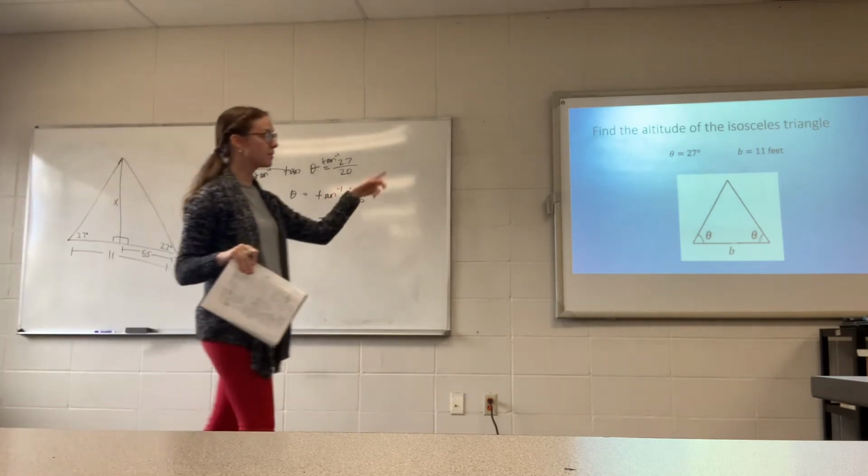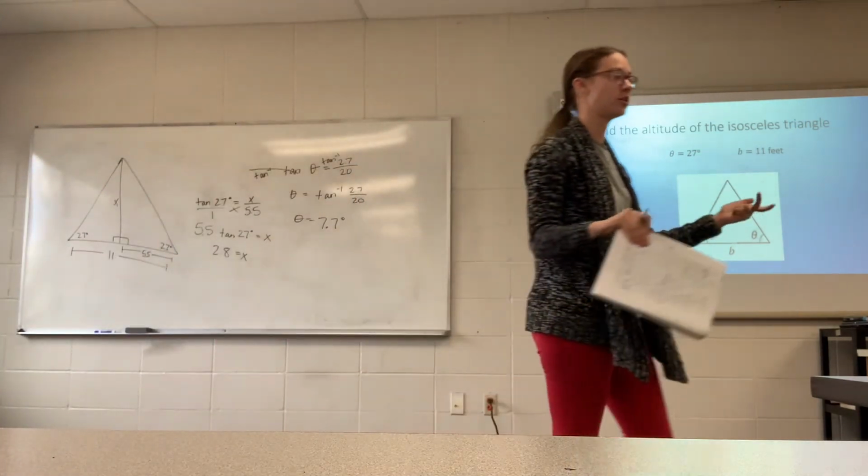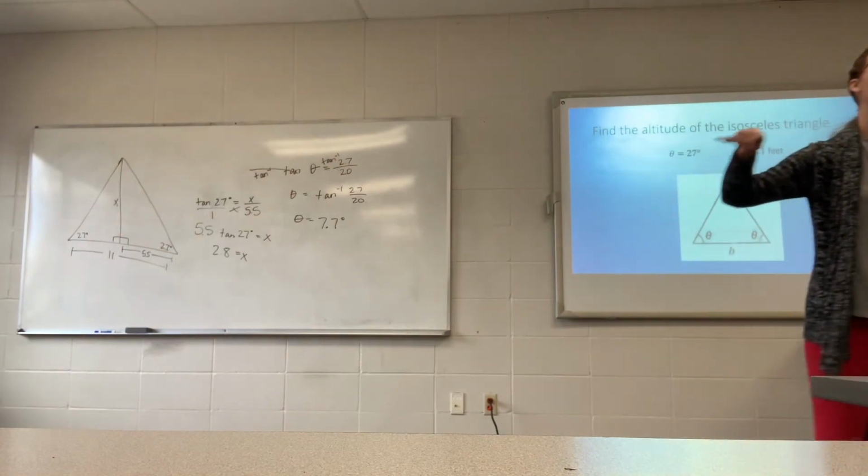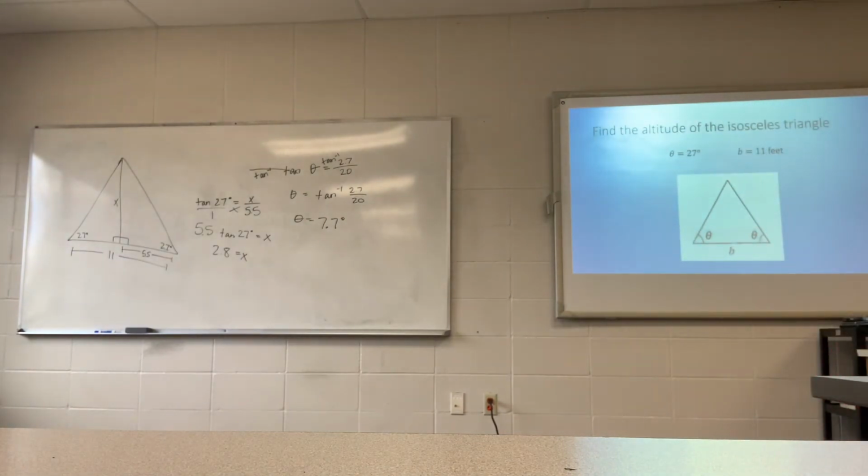So if you see something like this, we can't use sine, cosine, or tangent unless we have a right angle, so we would need to make a right angle. No, it didn't say solve it, it just said find the altitude. If it says solve, then you need to find everything. Most of them you won't end up finding everything. It'll just tell you something specific.